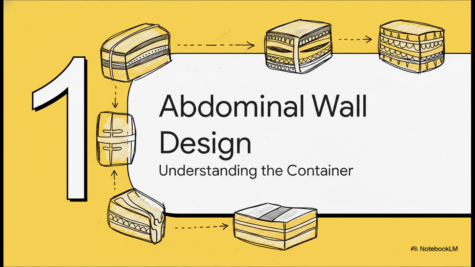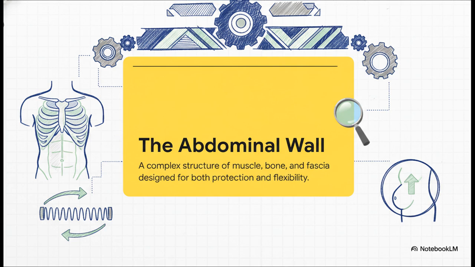All right, section 1. Before we can understand the breach, we have to understand the container. So let's take a closer look at the design of the abdominal wall. The abdominal wall is really a masterpiece of biological engineering. It has to be strong enough to protect all our vital organs, but at the same time, it must be flexible. And it's this very need for elasticity to allow us to move, to breathe, to accommodate changes like pregnancy that inherently creates these areas of potential weakness.